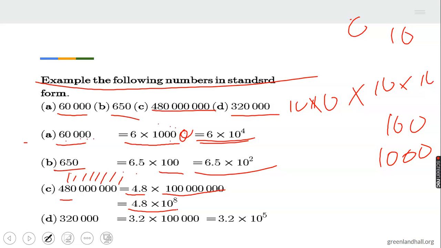Now, look at this 320,000. Count the number of zeros as well. I have 4 zeros here. When you count 2 with it, you have to introduce a decimal point, which is 3.2 times 100,000. That is 3.2 times 10 raised to power 5. You can see how simple it is to represent a number in standard form.